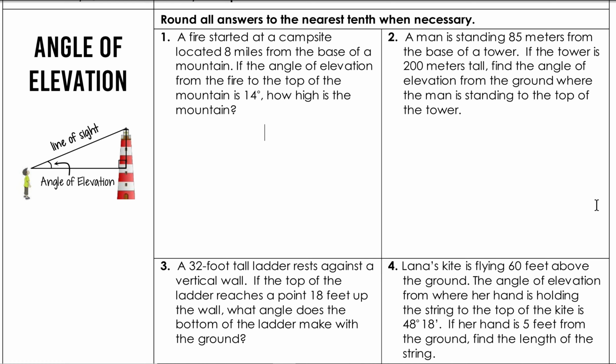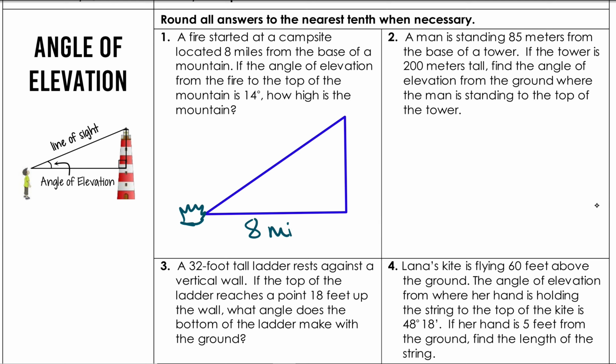A fire started at a campsite located 8 miles from the base of a mountain. If the angle of elevation from the fire to the top of the mountain is 14 degrees, how high is the mountain? So let's start by drawing a right triangle. Here, the fire started at a campsite located 8 miles from the base. So if the fire is here, right, that's a great looking fire, this is 8 miles from the base of a mountain.